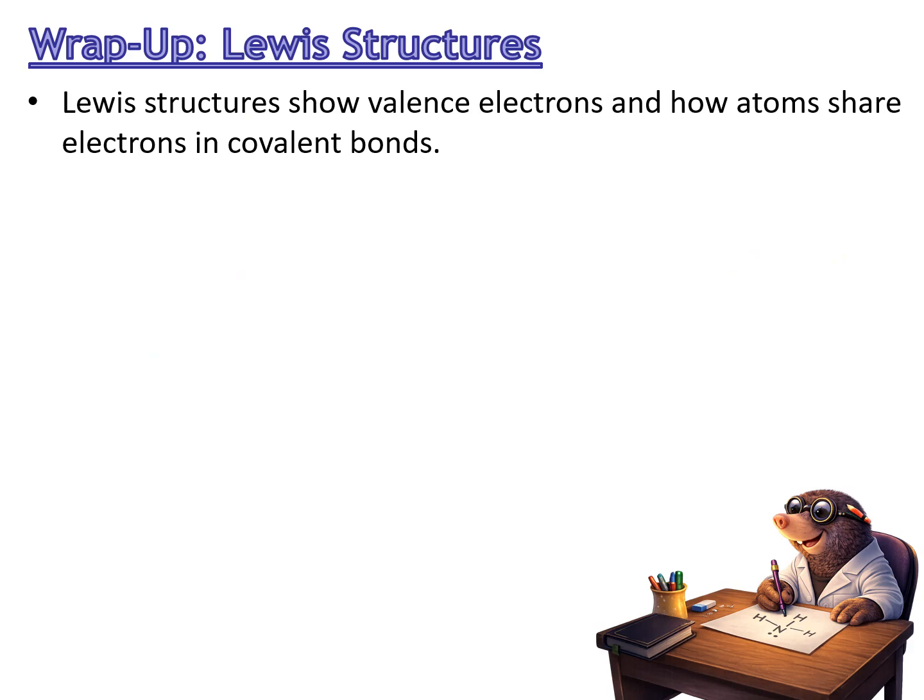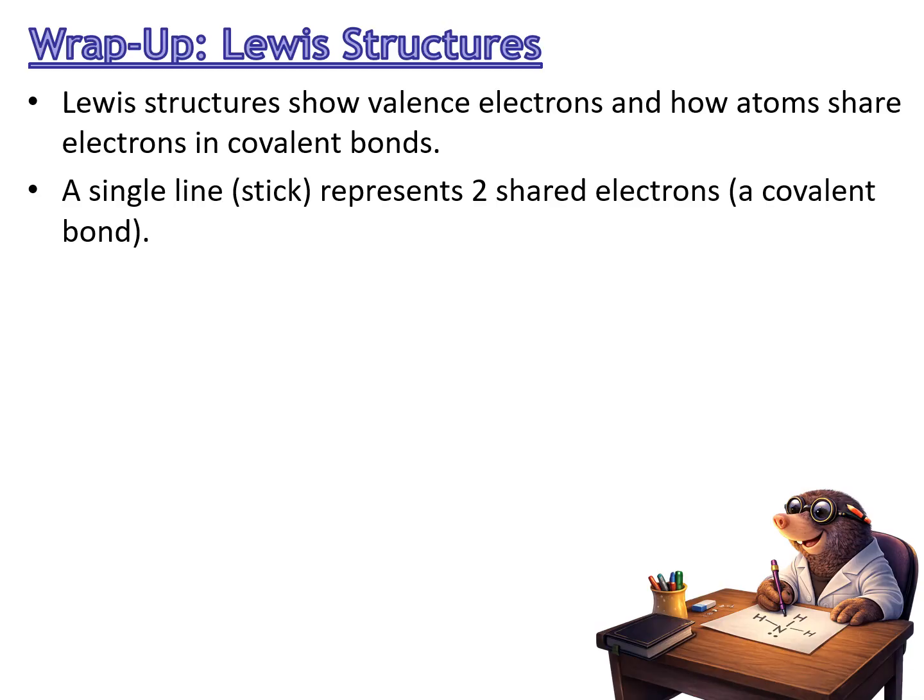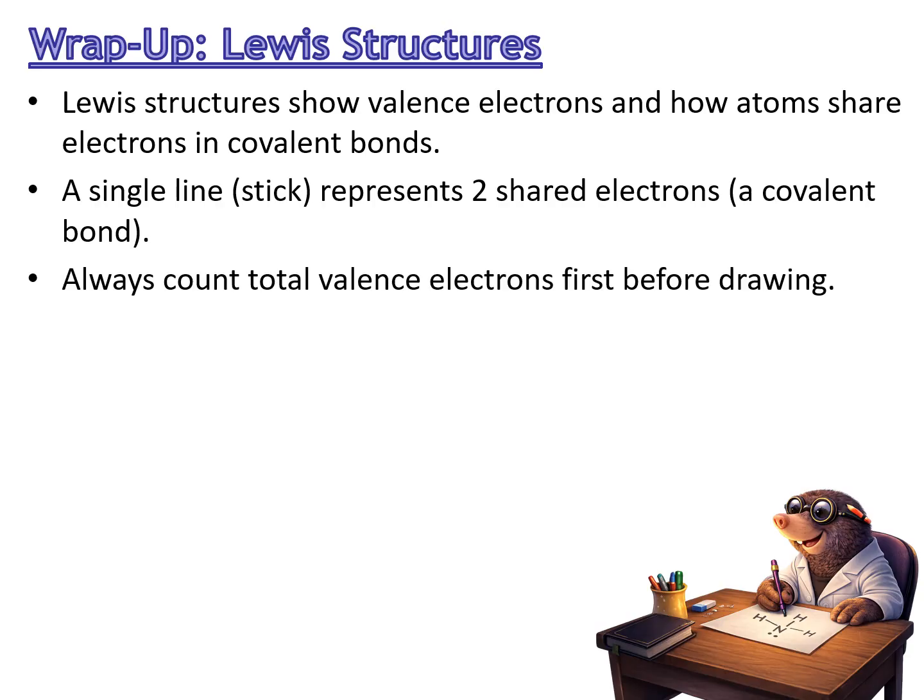All right, so that's it for the simple Lewis structures. So just to wrap it up, Lewis structures show how the valence electrons are arranged around the central atom and how they get shared to form covalent bonds. Remember, a stick is 2 shared electrons, and that's the covalent bond. And then any electrons that are not in a covalent bond are going to be non-bonding electrons. They're also called lone pairs.